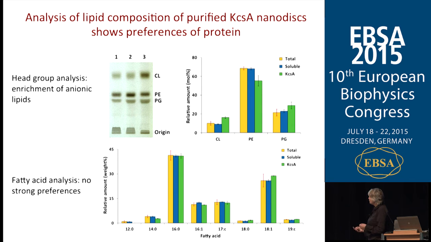He also looked at fatty acid analysis, and there it seemed there was not a big preference, except there may have been a small preference for the longer versus the shorter lipids, but I think it needs more measurements to say something about this. So that's one thing. You can look at the native lipids that were surrounding the protein in its native membrane.